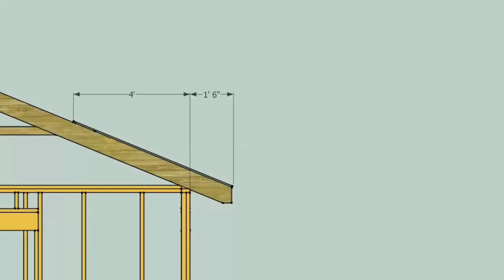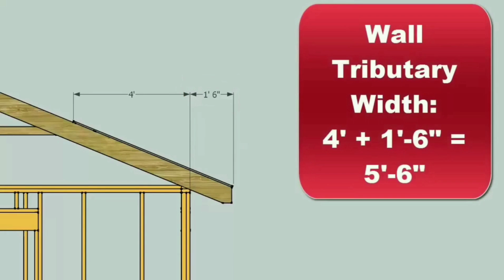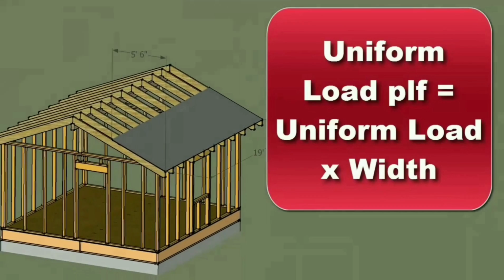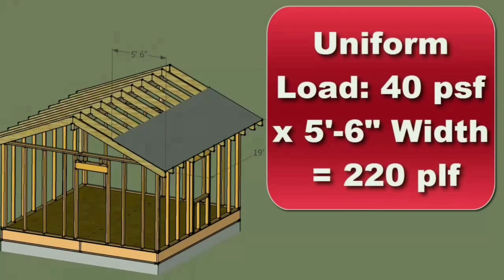So measure horizontally again from the outside wall to the edge of the rafter. Our overhang is 1'6". Add the two numbers together to get the tributary width. It's 5'6". Our uniform load per linear foot on the wall will be our uniform load times our tributary width. Our load is the same as before, 40 pounds per square foot, and our width is now 5'6". 40 pounds per square foot times 5'6" is 220 pounds per linear foot on each supporting wall.